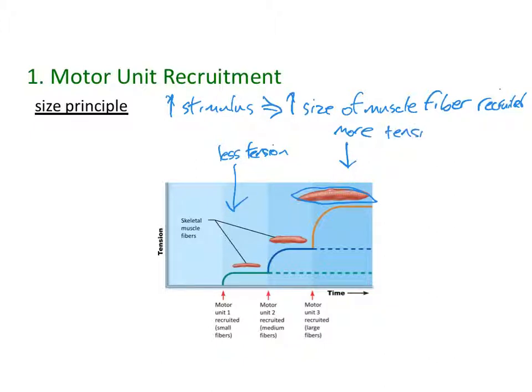But because there's a gradation of starting with a weak stimulus to going to a higher stimulus, this will actually also help with the smoothing of muscle contraction. So you generate less force and then gradually increase more and more force, rather than all of a sudden generating a lot of force.